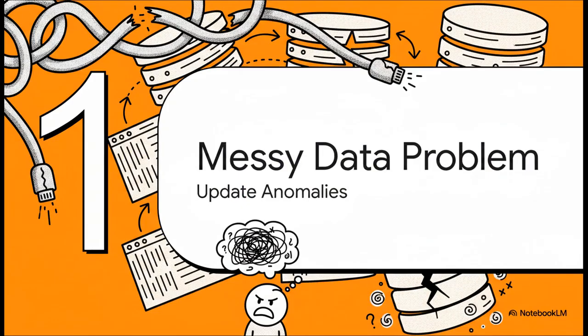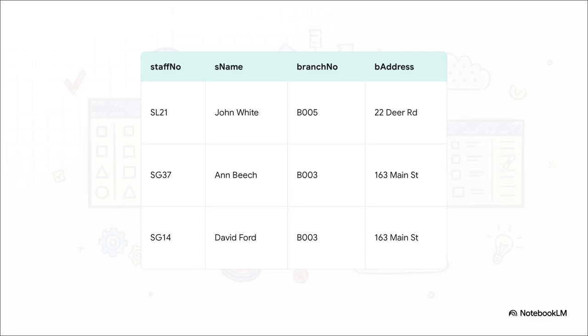Let's kick things off with Section 1, the messy data problem. It is literally amazing how quickly a simple spreadsheet can just turn into an absolute monster. Imagine a table called Staff Branch. On the surface, it seems totally fine. It's got staff names, positions, salaries, and the branch they work at.